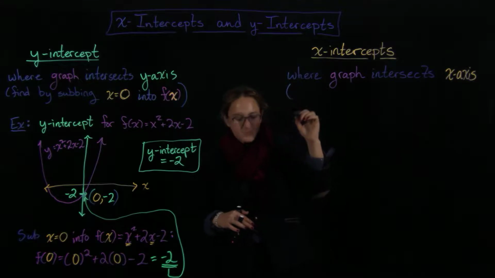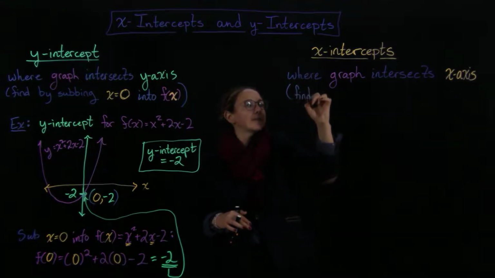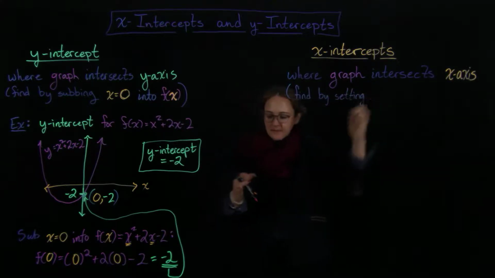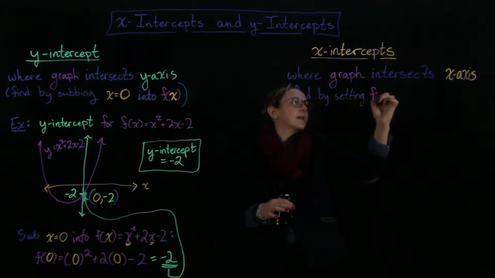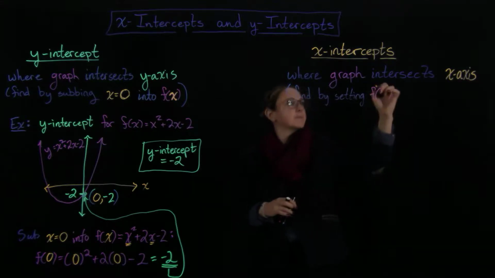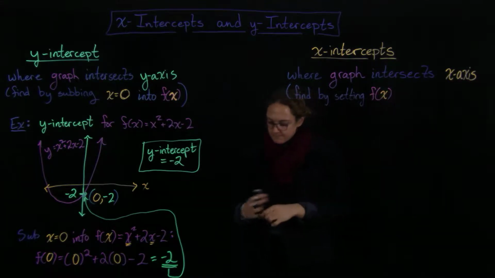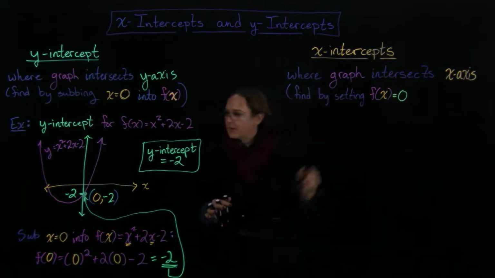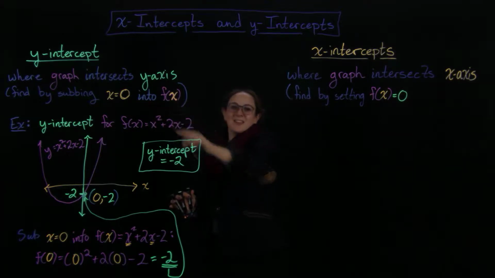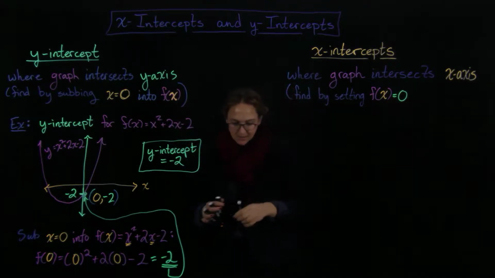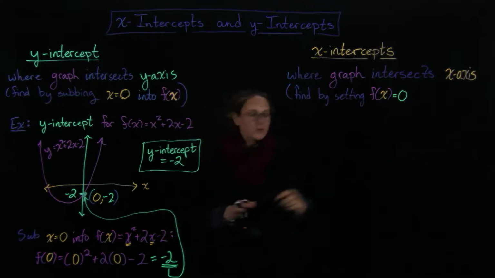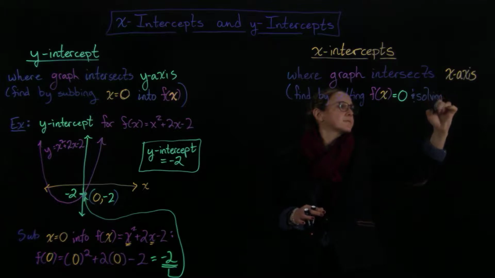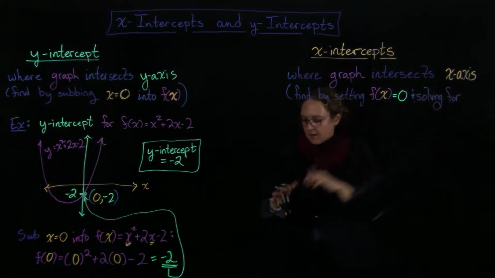Okay, so how do we find it? We find it by setting f of x equal to 0. So we're looking for where that equals 0. Instead of sticking 0 in, now we're setting it equal to 0, and then solving for our x value.